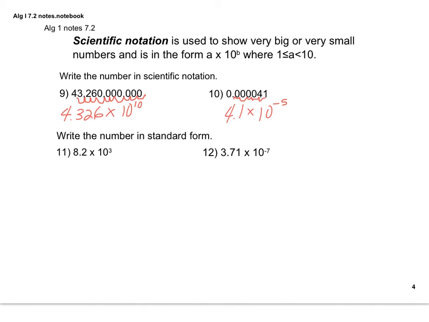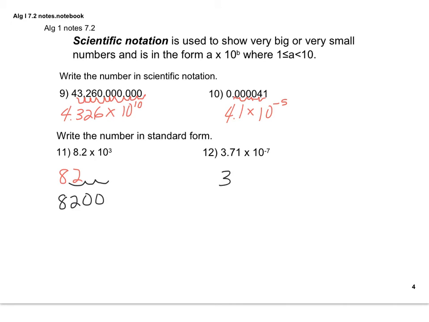Now write the number in standard form for number 11 and number 12. We're going the other direction. So I'm going to write 8.2, but I'm not going to write my decimal point yet because I'm going to go 1, 2, 3 spots. And so this number would really be 8,200.